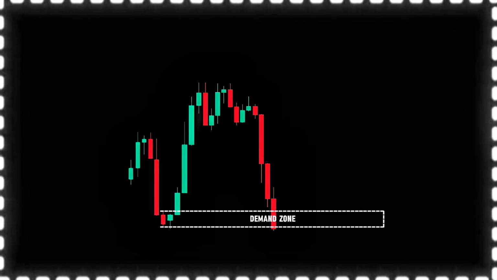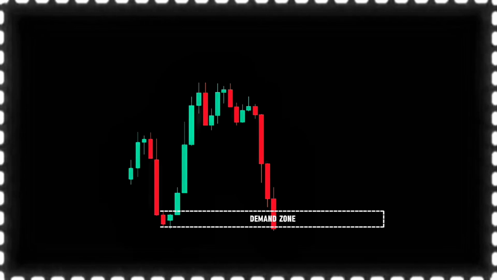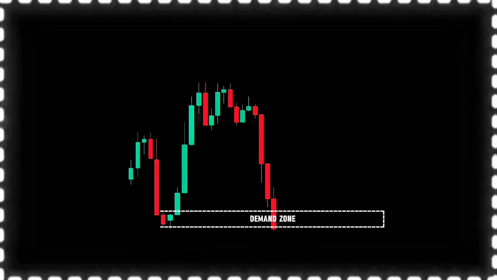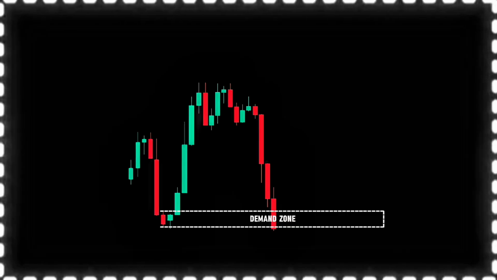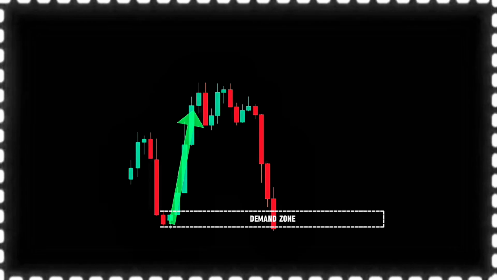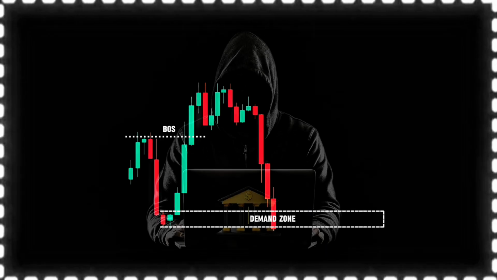Because remember, institutions don't always get all their orders filled in one move. So when price returns to that zone, those unfilled buy orders get activated again, and that's where we enter. Same rule as supply. The move must break structure. If price goes up but doesn't break a previous high, it's not a real demand zone. It's just a pullback. Only mark a demand zone if the bullish move breaks the previous swing high. Break of structure equals confirmation that institutions were actually involved.